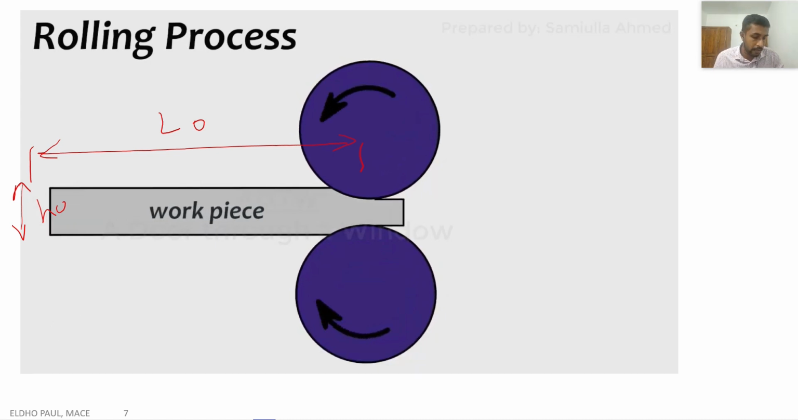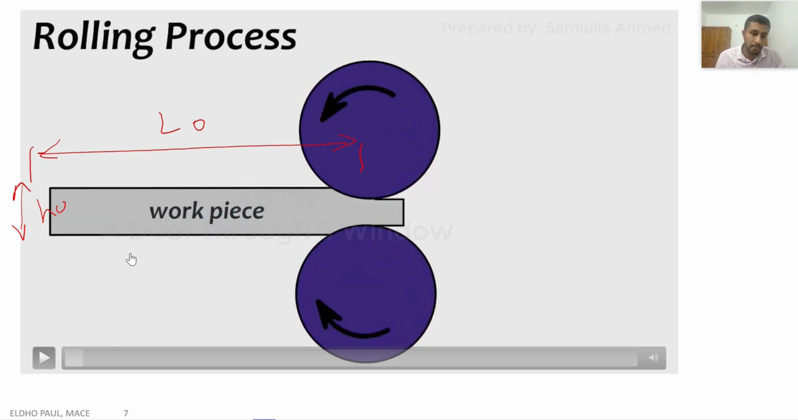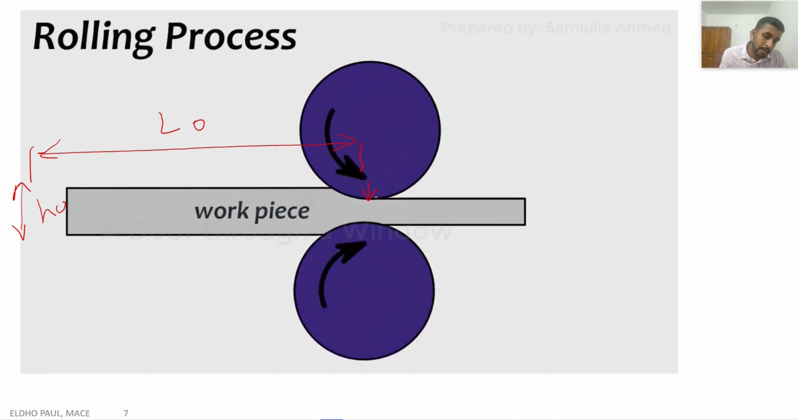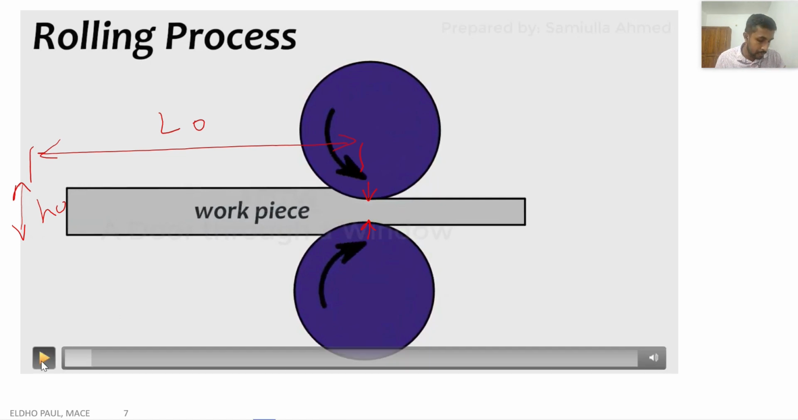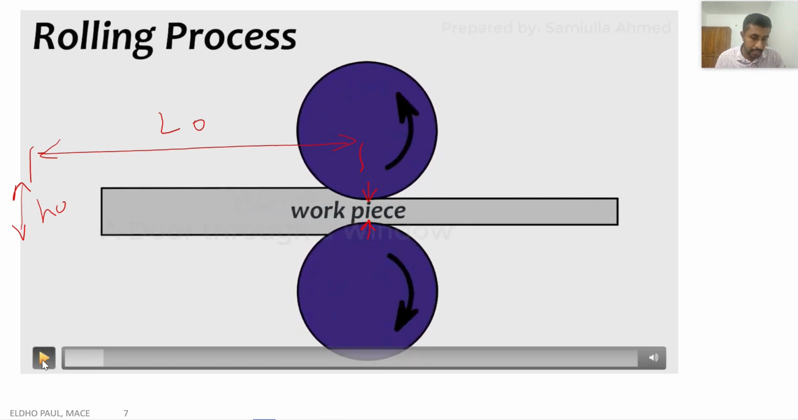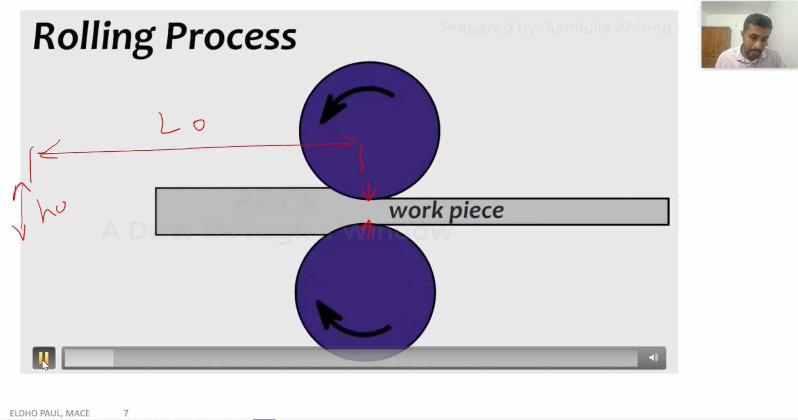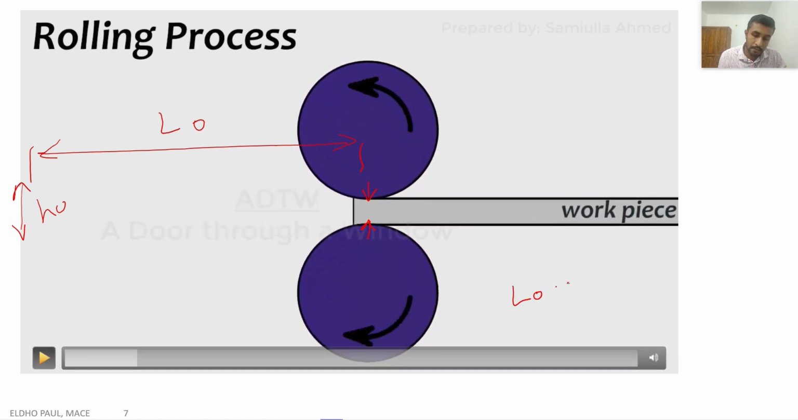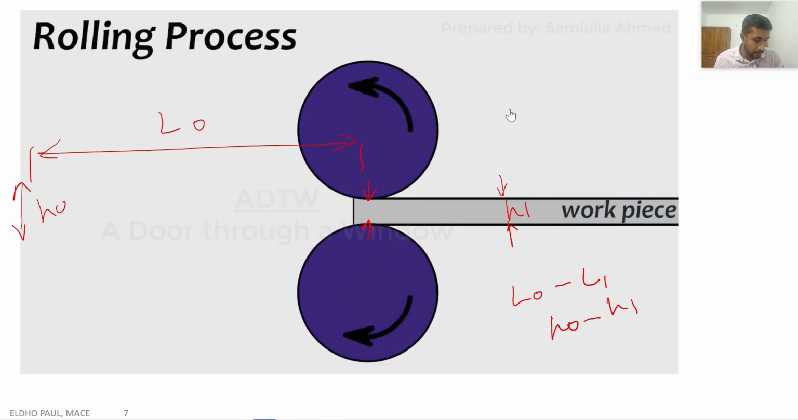Here two rollers are rotating. We use the power from the prime mover for rotating these two rollers. When it is passing through the rotating rollers, the gap between these two rollers will be less than the thickness of the workpiece. So when it passes through the rollers, what happened? There is a reduction in thickness, and at the same time we can see the length is increased. Length is increased from L0 to L1 and thickness is reduced from H0 to H1. So this is the rolling process.